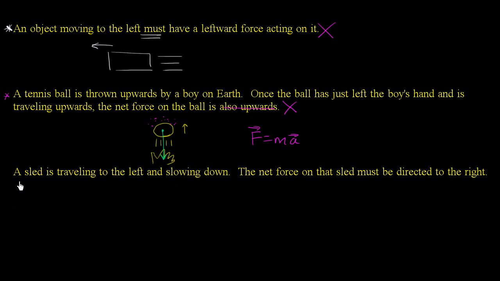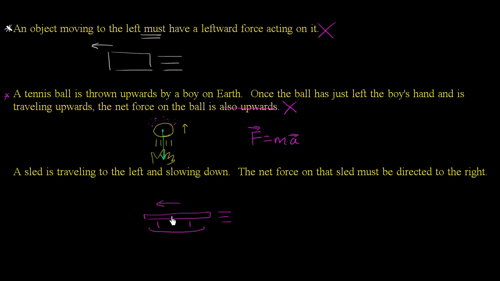Third statement, a sled is traveling to the left and slowing down. So let's draw this sled. So maybe the sled looks something like this. A sled is traveling to the left, and it's slowing down. So it's decelerating in the leftwards direction. The net force on that sled must be directed to the right.